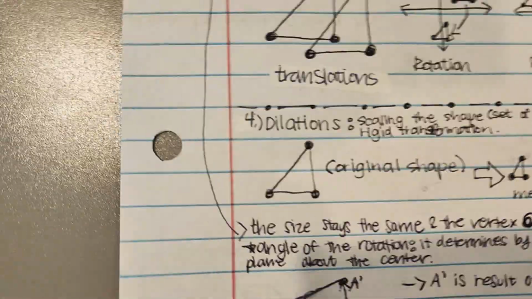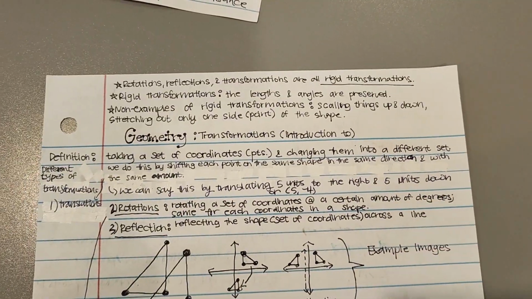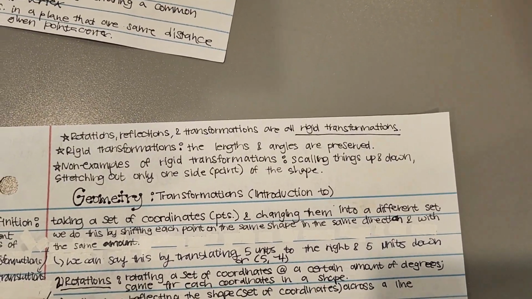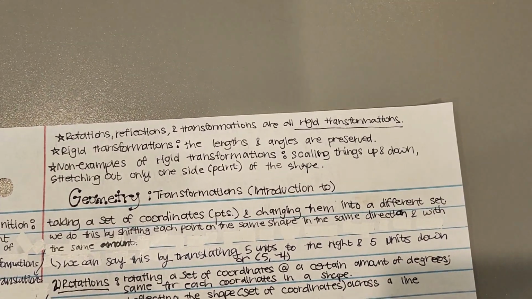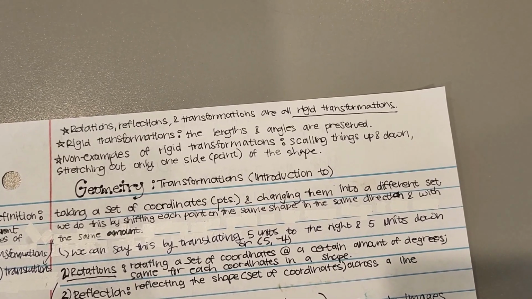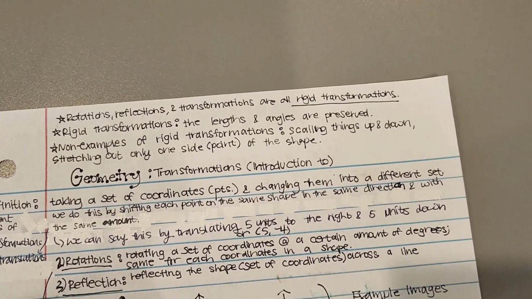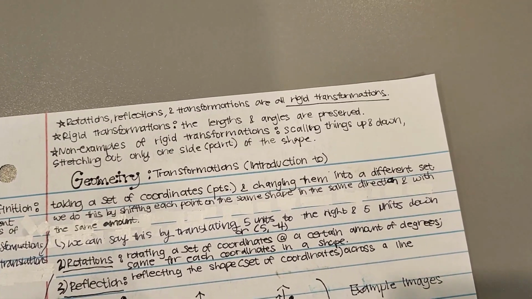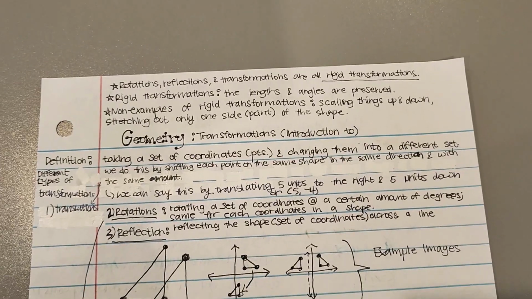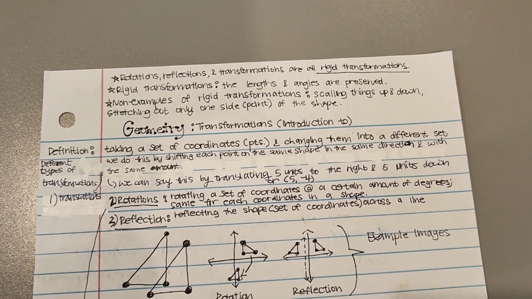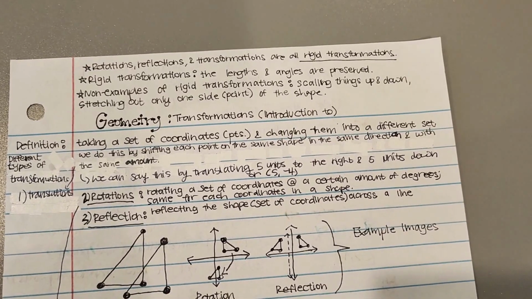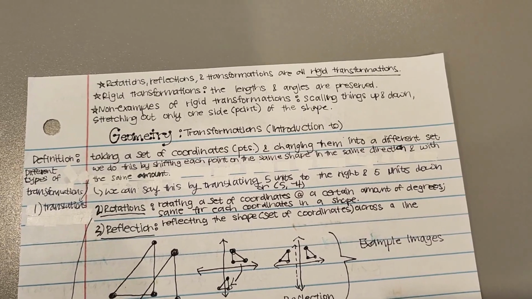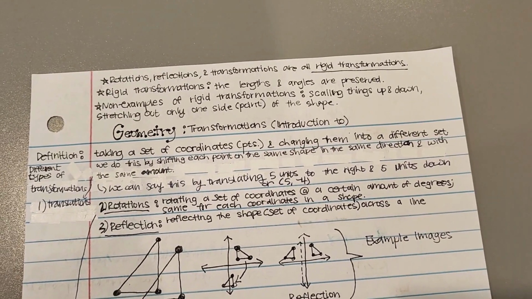So moving on, in geometry we're going to be looking at transformations. Rotations, reflections, and translations are all rigid transformations. Rigid transformations mean that the lengths and angles are preserved. Non-examples of rigid transformations are scaling things up and down, or stretching out only one side, meaning only one point of the shape. The definition of transformations: taking a set of coordinates, meaning points, and changing them into a different set. We do this by shifting each point. So we're going to look at different types of transformations.